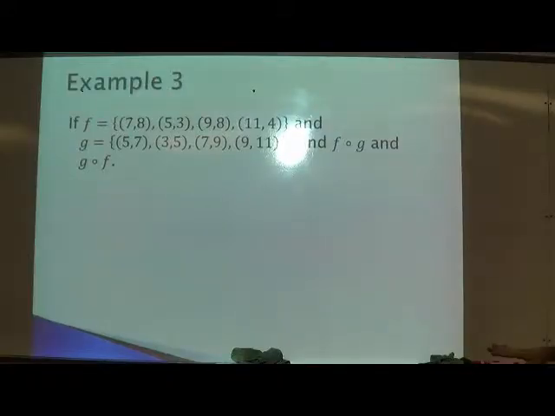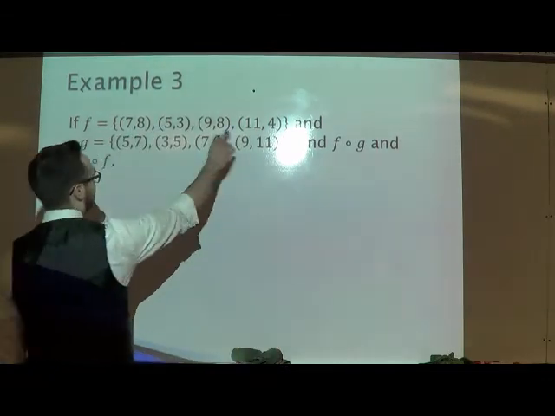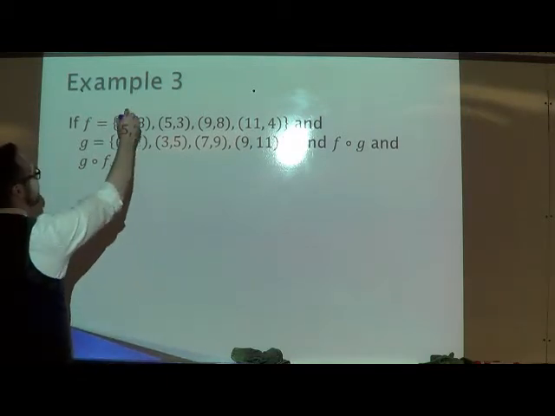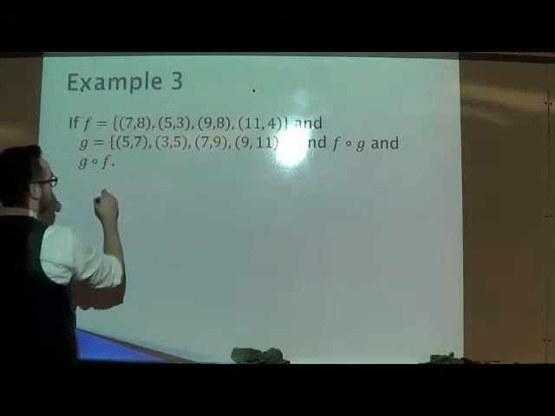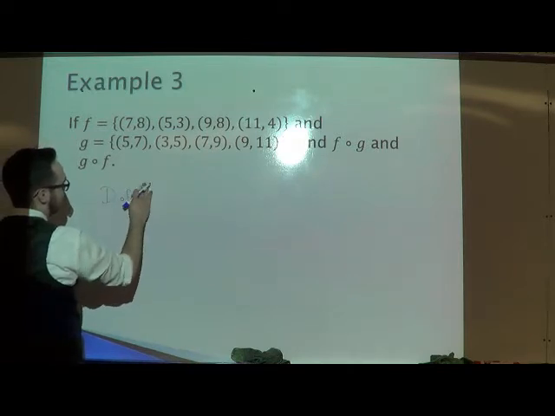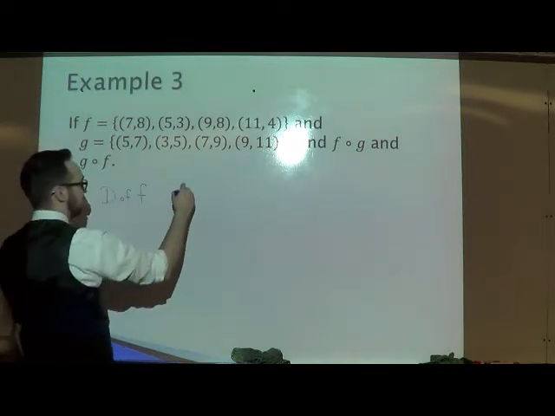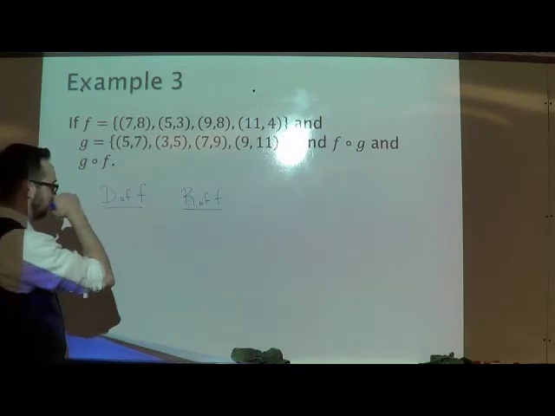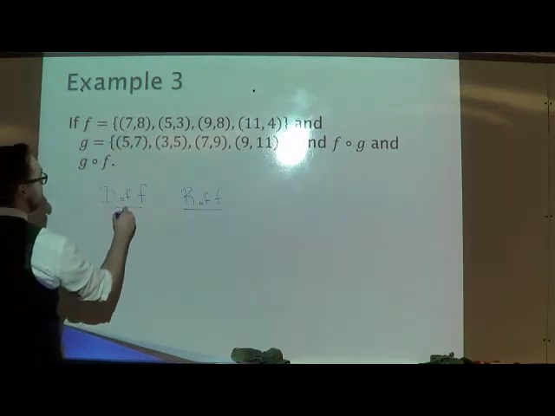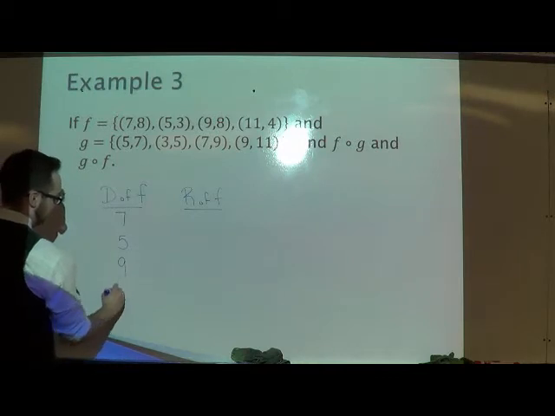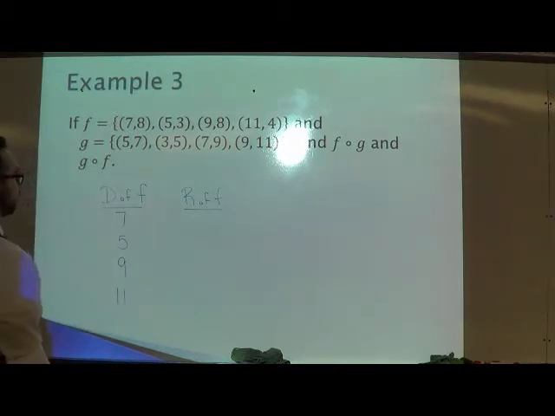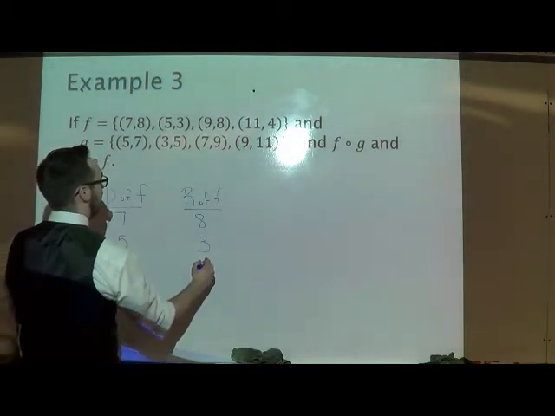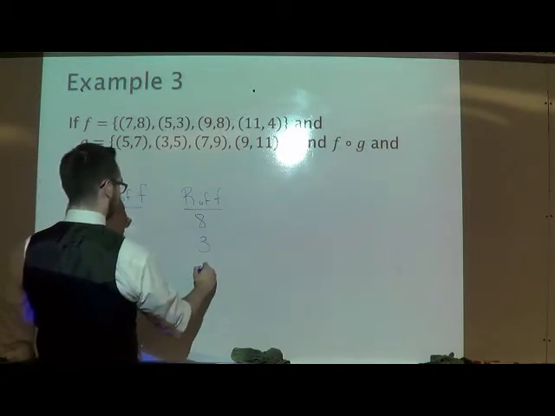Now, it's different when you look at doing f of g of x when you have functions like this. So what we're going to do is, remember, this is the x and the y, which is the domain and the range. So what I'm going to say is the domain of f, let me write it small, domain of f, range of f. So I'm just going to list them. So the domain, we have 7, 5, 9, 11. The range of f then is 8, 3, 8 is already there, so we don't have to repeat it, and 4.